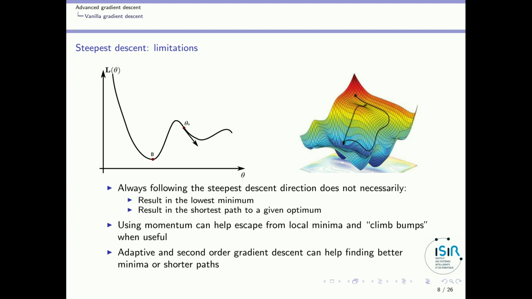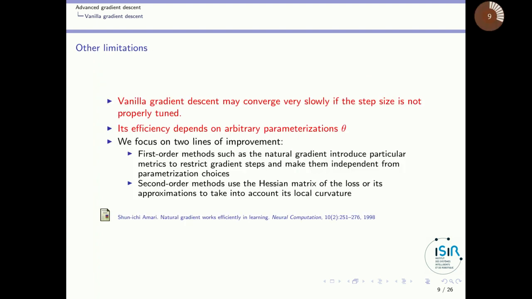In those cases, using momentum, which we will see later on, can help escape from local optima, because it allows you to climb bumps due to your momentum when it's useful. What we will see in the next few slides is that adaptive and second order gradient descent techniques can help find better minima or shorter paths through different techniques. Another limitation is that vanilla gradient descent may converge very slowly if the step size is not properly tuned. We have seen this. That's why some people use line search so as to find the best step size.